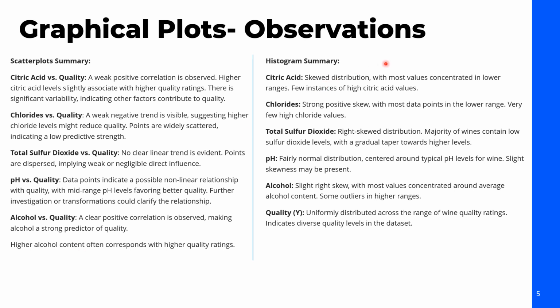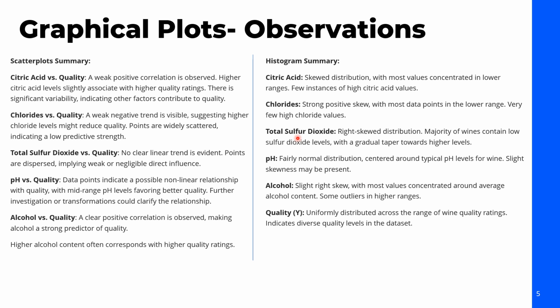Now I'll go back to the histogram summary. What we see for the different variables: citric acid has a normal skewed distribution with most values concentrated in the lower ranges. There are a few instances of higher citric acid values as well. From a chlorides perspective, there's a strong positive skew. Most of the data points are in the lower range, with a few high chloride values as well.